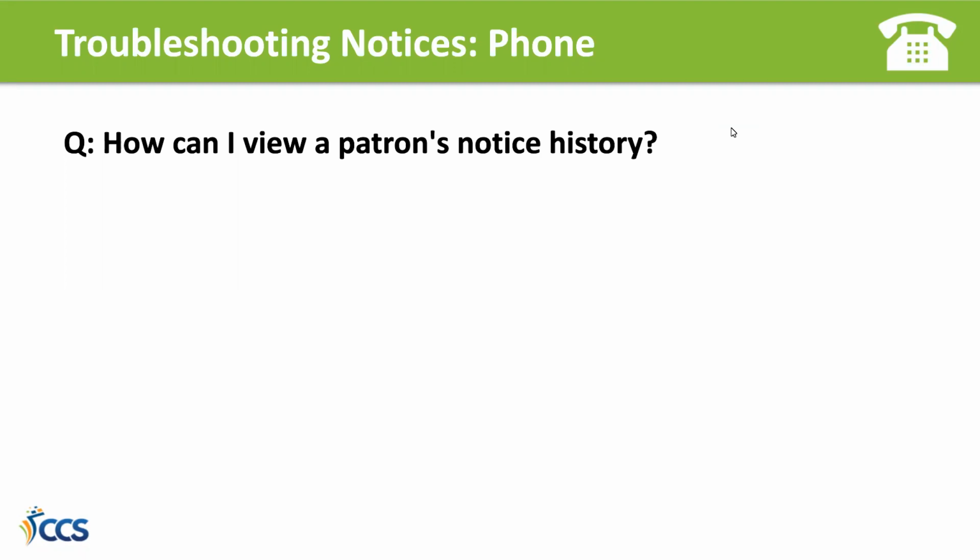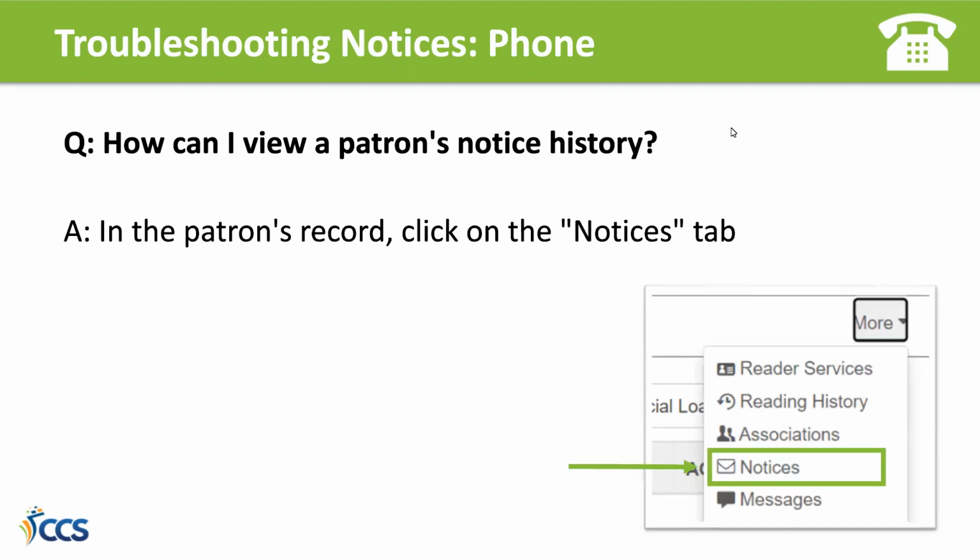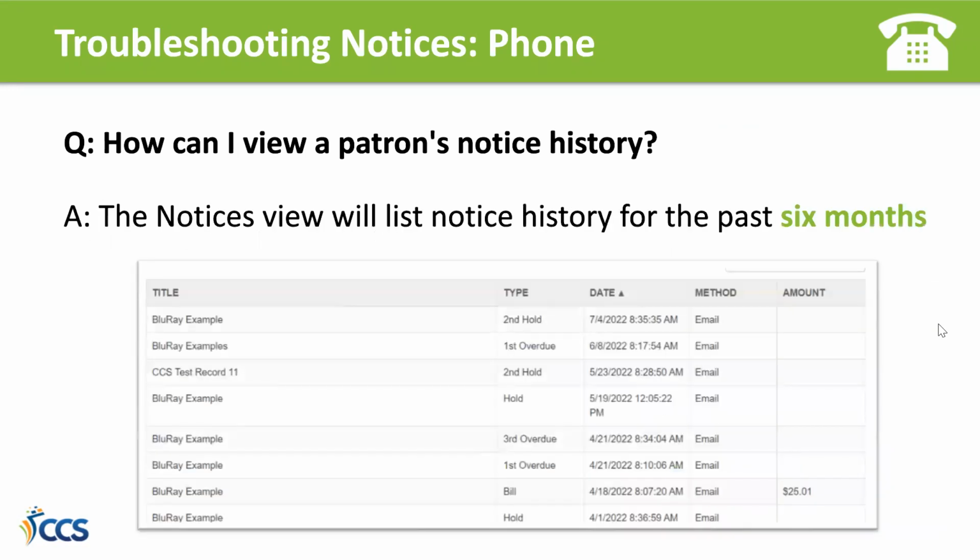So if you need to check if a notice was generated for a patron, where can you see that information? When you're in the patron's record, there is a tab for notices. Based on your screen size, this will likely be nestled under the More drop-down menu. This tab will display the past 6 months worth of notices for that patron.